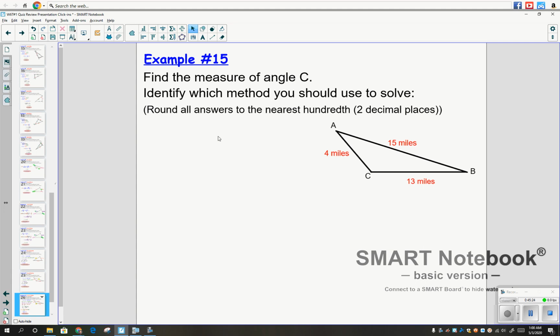Example number 15. Do I have a right triangle? No, I don't even have an angle, so I don't even know. So no. Do I have an opposite pair? Well, I don't even have an angle at all. So no, I don't have any opposite pairs at all. So I want to use law of cosines. I'm using law of cosines to solve for what? Angle C.